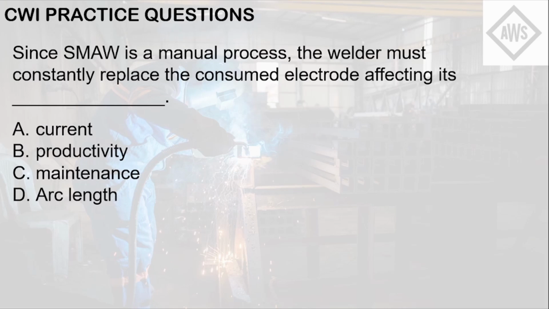Letter D, arc length. The arc length is the measurement of the weld arc that is produced during the weld. So that's not the correct answer. That leaves us to letter B, productivity. Because as you replace the consumed electrode, you're basically wasting time replacing that electrode instead of just producing the weld continuously.